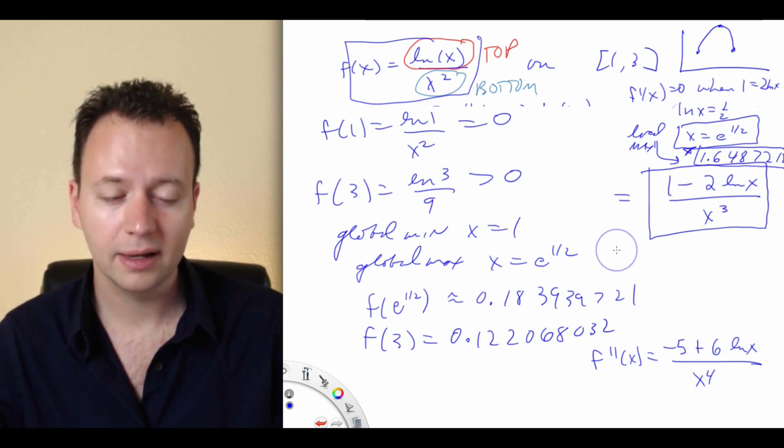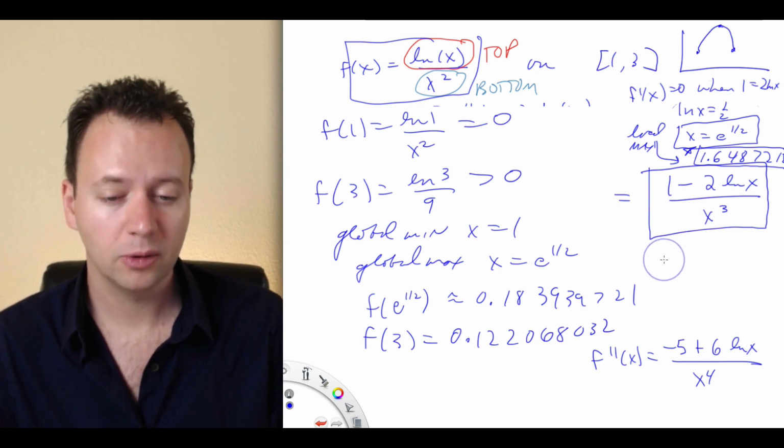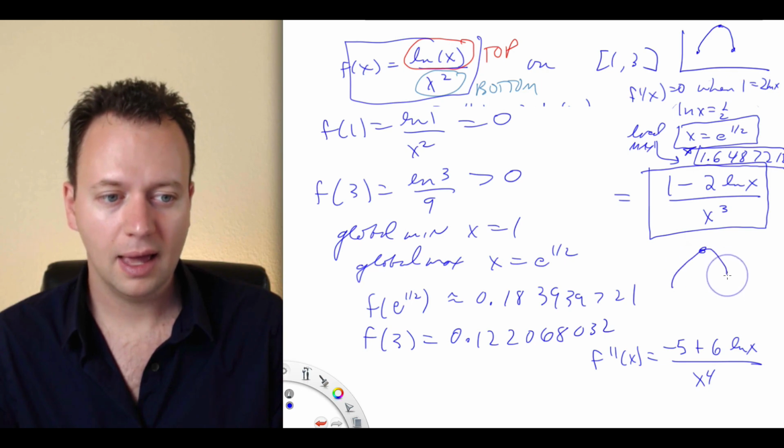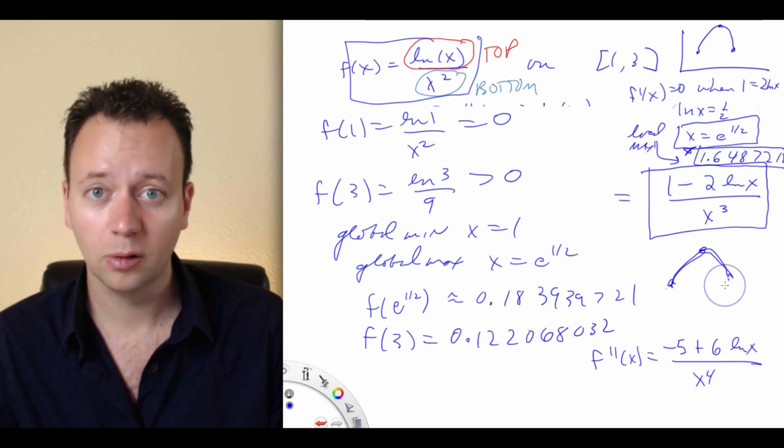I knew it was the global. The second derivative test only tells me it's a local maximum. I knew it was global because it's the only critical point, and then we have just 2 endpoints. So if it's the local maximum and there's just 2 endpoints on the sides, it must have been the global max as well.